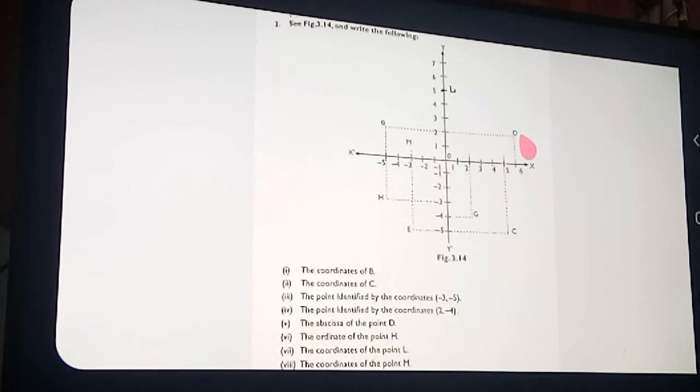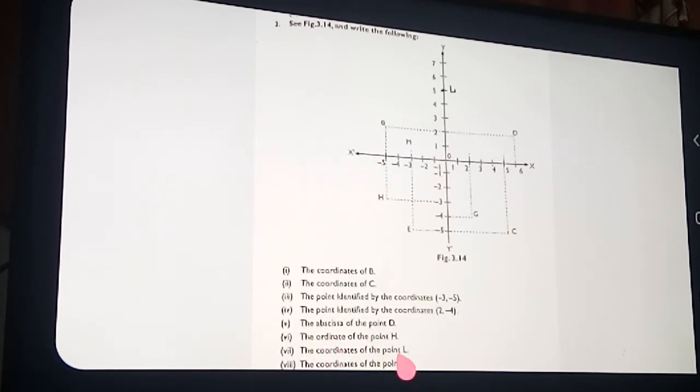What is the abscissa of the point D? 6. So write down, all of you. Write down the answer: the abscissa of the point D is 6. The abscissa of the point D is how much? 6. Clear? Next point. Question number 6, read.